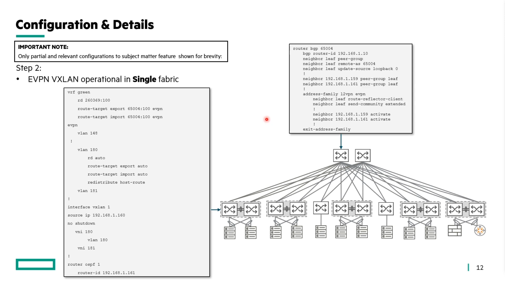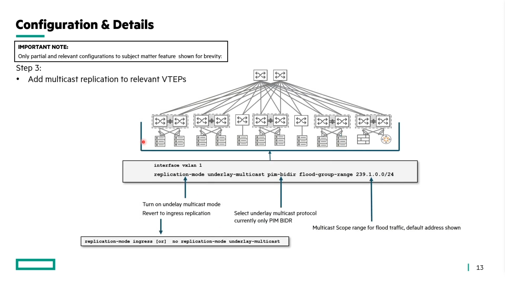Now the next step is to have EVPN-VXLAN operational in a single fabric, and this is actually interchangeable. You can set this up first and then have PIM bidirectional operational. So step 1 and step 2 are interchangeable. The third step is to add multicast replication to the relevant VTEPs. So this is done under interface VXLAN. You add the replication mode and define underlay multicast.